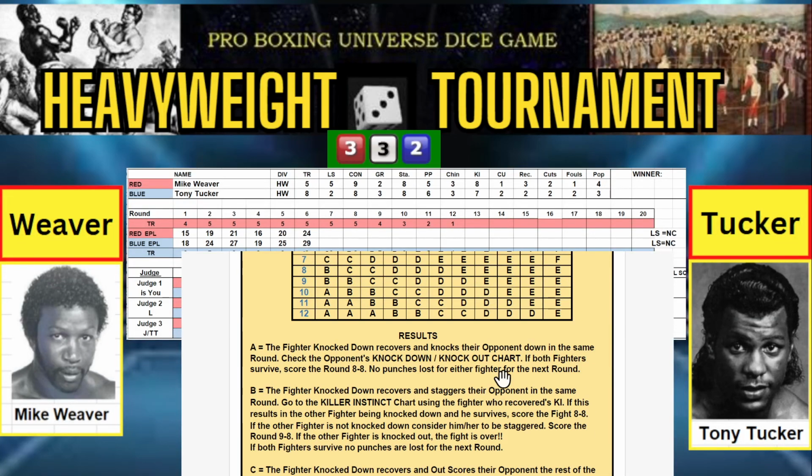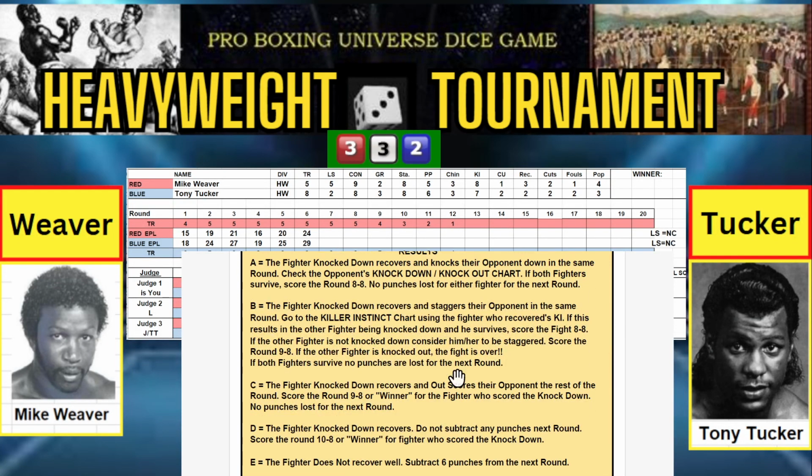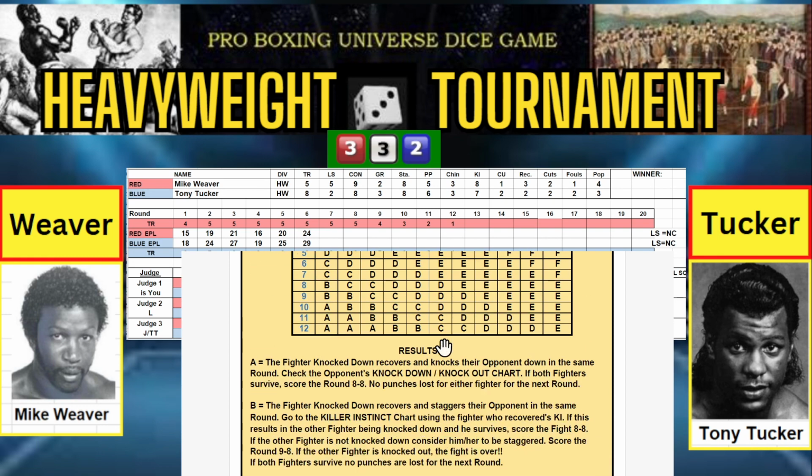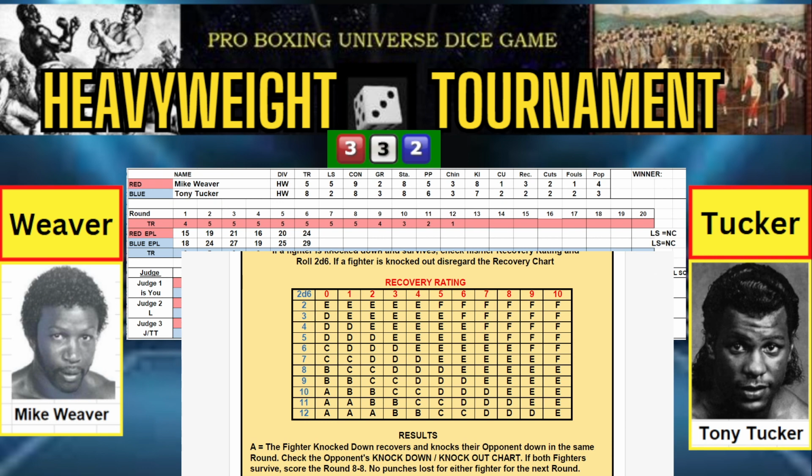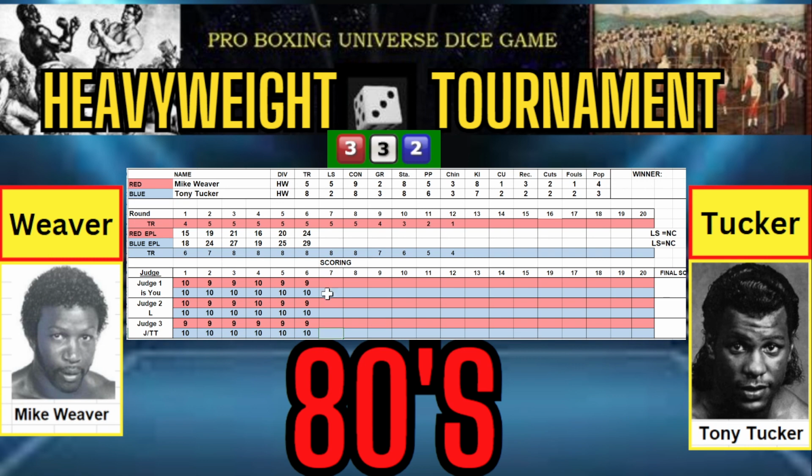Let's go see what that gives us. The D. Fighter knockdown recovers. Do not subtract any punches next round. Score the round 10-8 for that result. Okay, so it's going to be a 10-8 round. So Weaver in lots of trouble here. So he's going to go down to an 8. We're going into the 7th round. Weaver falling behind. He definitely has to turn it around now.